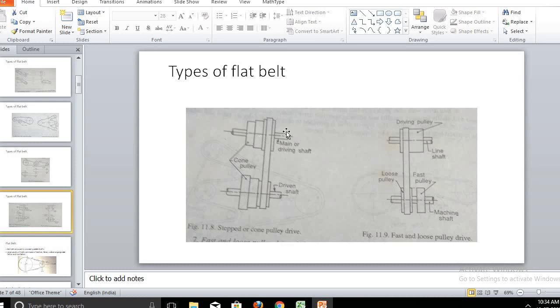So this pulley is modified in terms of steps, having different diameters, and as soon as you attach the belt at different locations of the steps provided on these pulleys, we can obtain different speeds for the driven shaft without changing the speed of the driver shaft. With the same driving shaft speed, we can obtain different driven shaft speeds by the stepped arrangement provided on the pulley having different diameters. So this type is called a stepped or cone pulley drive.